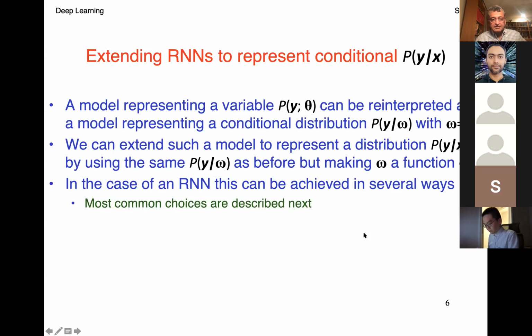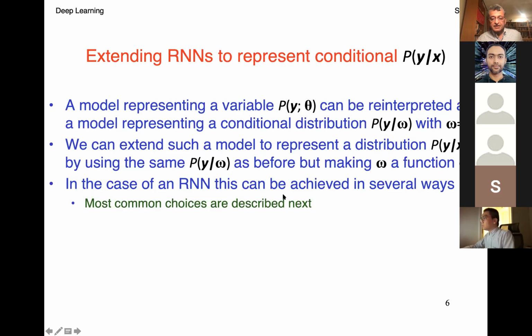All right. Back to extending RNNs. A model representing a variable can be reinterpreted as one with a conditional. This is a classic topic that occurs again and again when you have what are called Markov models, and then we talk about conditional Markov models, or conditional random fields. How do you condition them? We can extend such a model to represent the distribution P(y|x) by using the same P(y|w) as before, but making w a function of x.